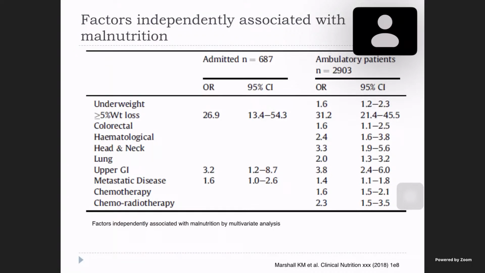To have better outcomes, we need to have good nutrition plans and programs in our armamentarium and the hospitals. The patients independently associated with malnutrition, with more than 5% weight loss, include colorectal cancer, hematological cancers, and head and neck cancer, because of the difficulty in swallowing, which are associated with weight loss and malnutrition.